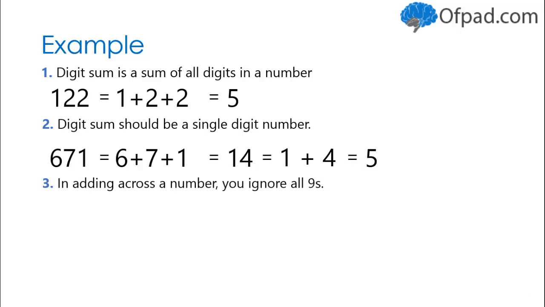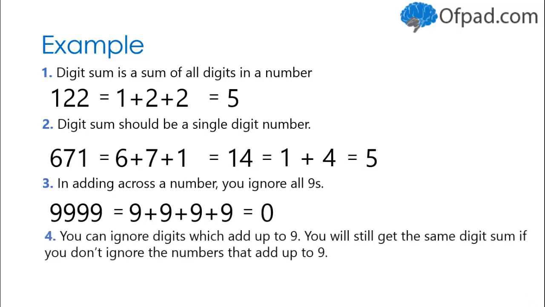We learned that in adding across numbers, you should ignore all 9s. Find the digit sum of 9999. Since all numbers are 9, we will ignore every number to get the digit sum as 0. We learned that you can ignore the numbers which add up to 9, but you will get the same digit sum even if you don't ignore them.